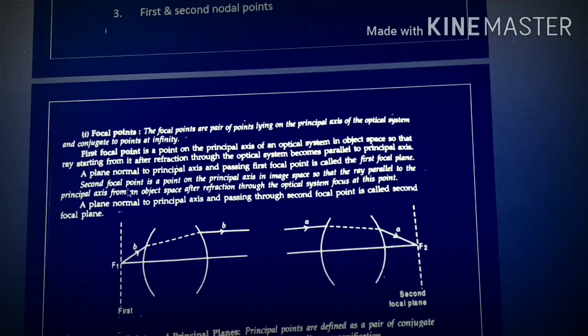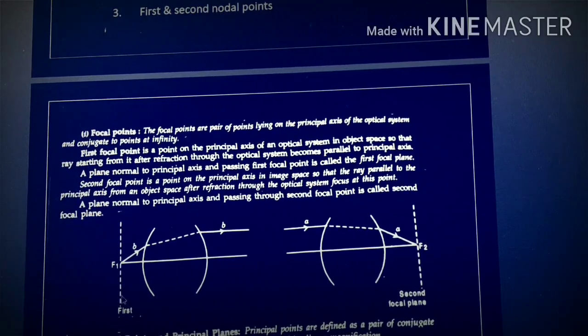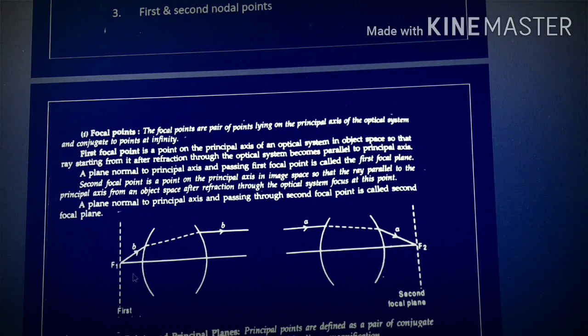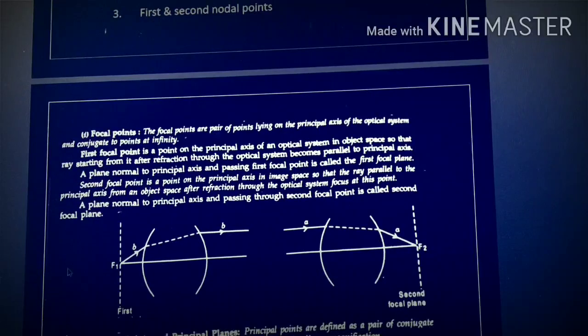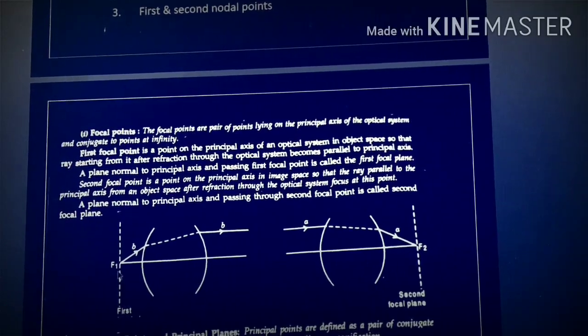And also the plane normal to the principal axis. A plane normal to the principal axis and passing through the first focal point is known as the first focal plane. So if the plane passes through the first focal point, then it is perpendicular or normal to the optical axis. Then this plane is known as the first focal plane.